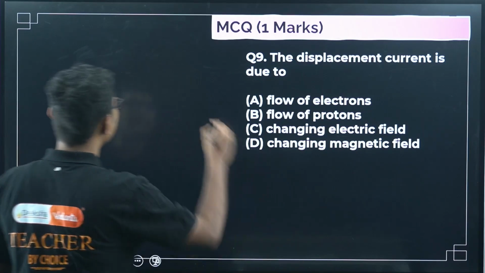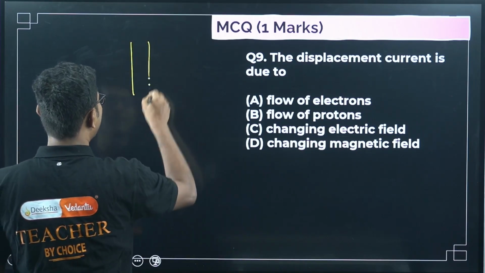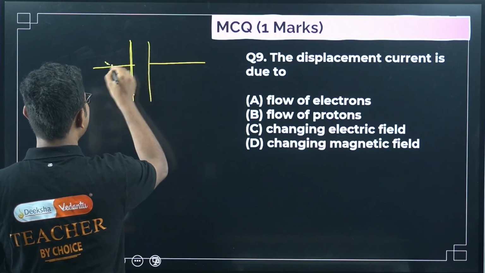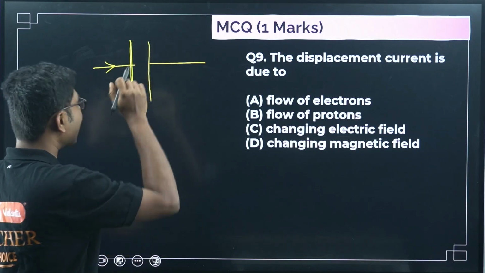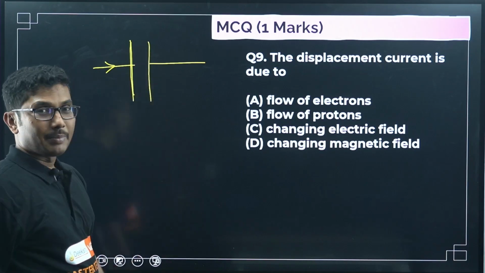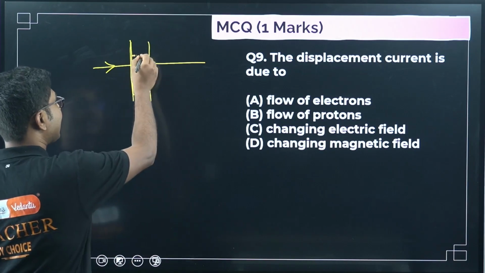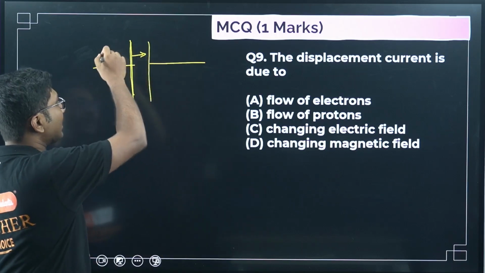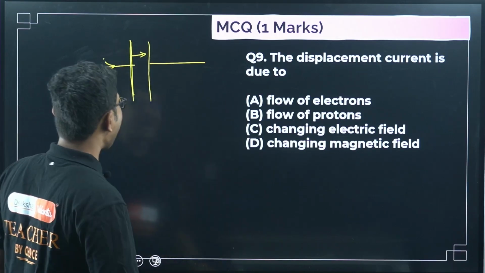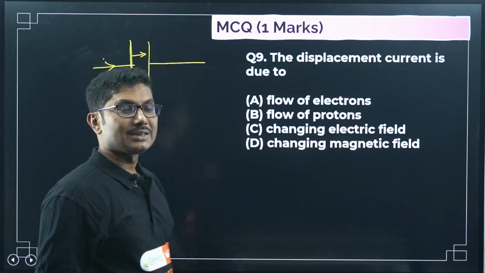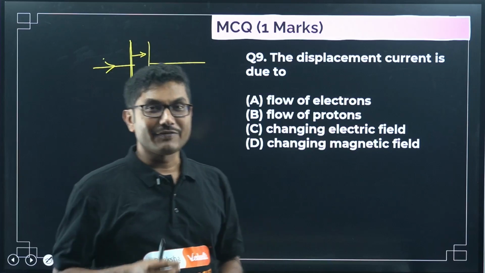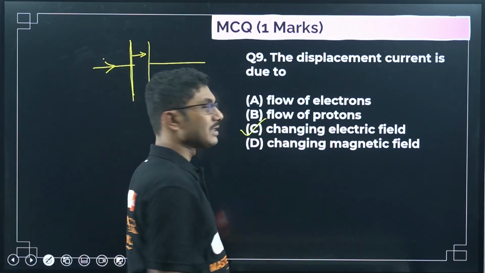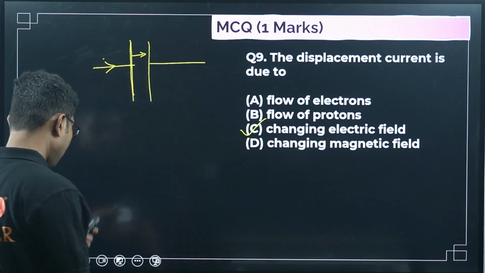So if you remember, displacement current is where you have a capacitor connected to a battery, and we said that there is a current flowing in the circuit, but there is a gap between the plates, so there seemed to be no current, but actually there is a current. This is called displacement current. This displacement current is equal to the conduction current, and it occurs because there is a changing electric field between the plates. So because of the changing electric field there is a displacement current, so the correct answer is option C.